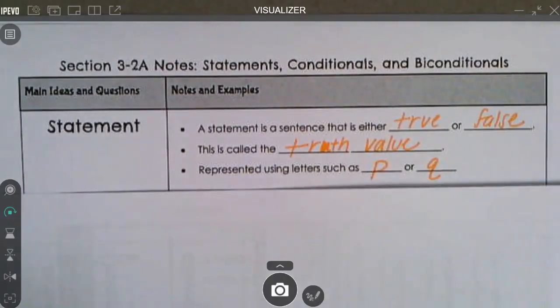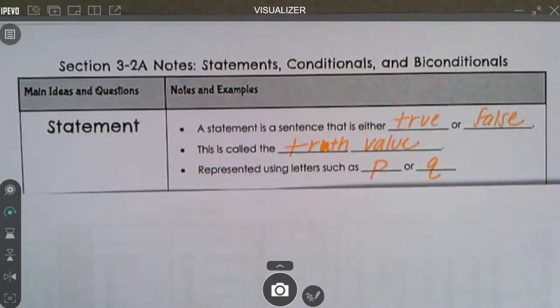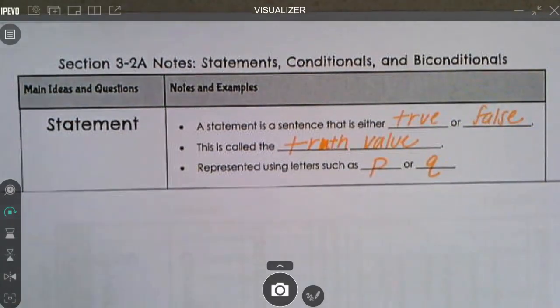Hi, everyone. Welcome back to Unit 3. Today's section is 3.2a. We're going to split this into two sections: statements, conditionals, and biconditionals.